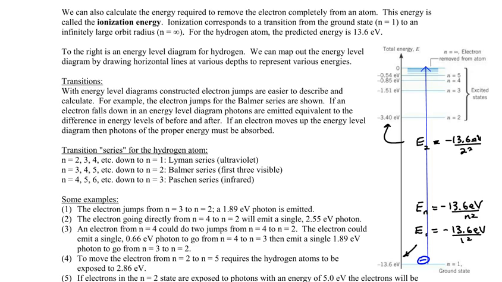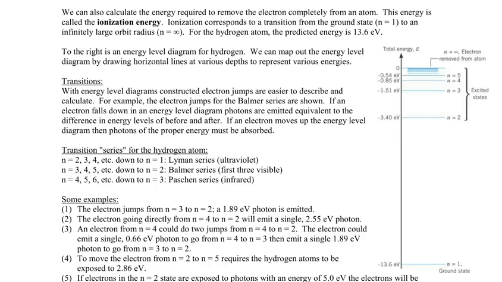So for hydrogen, the ionization energy is 13.6 electron volts. If you were to add 13.6 electron volts to this electron, you would end up with a total energy of 0, and then that electron would be no longer bound to the atom, it would be free.